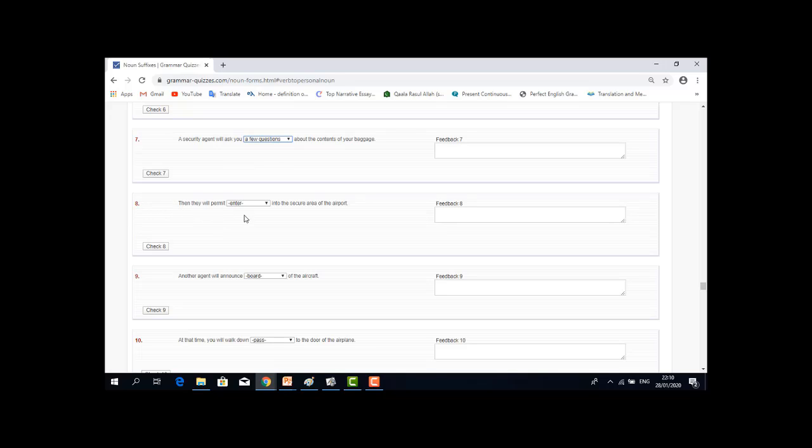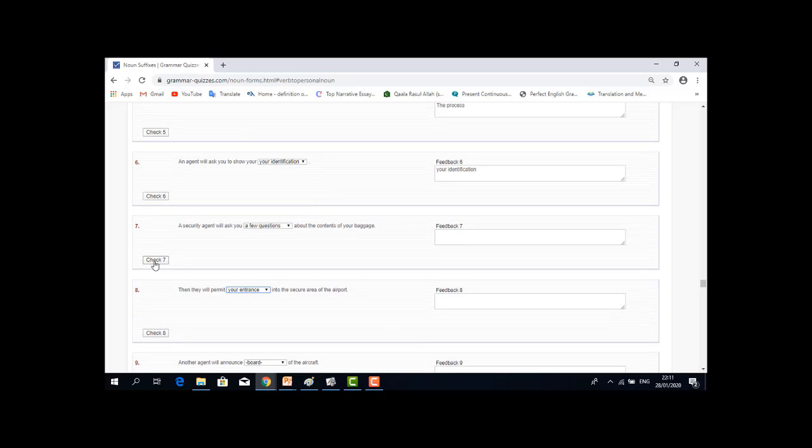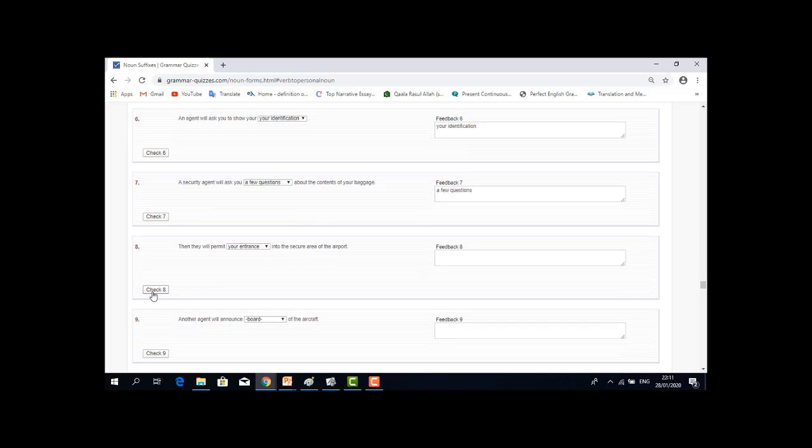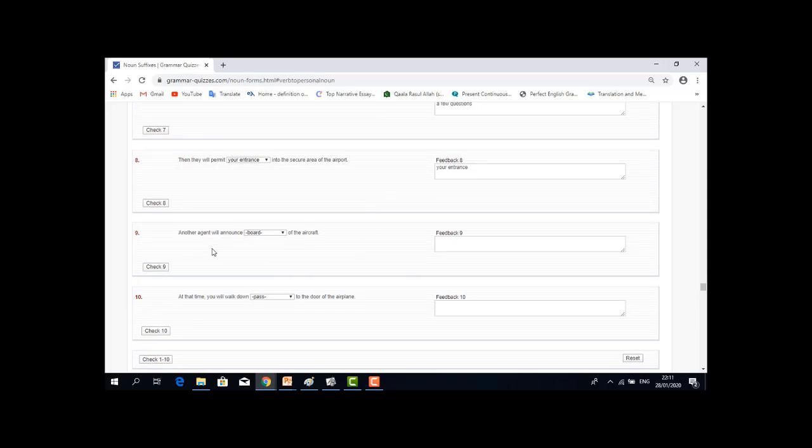Number 8. Then they will permit, we need the noun from enter. Then they will permit your entering or your entrance or your enterment. Have you ever heard about the last one? Okay, your choice is the second, but I think we didn't check. Number 7. True, and let's do the same for 8. And the noun from enter is entrance, as you have answered.